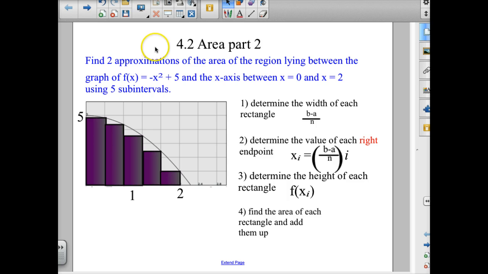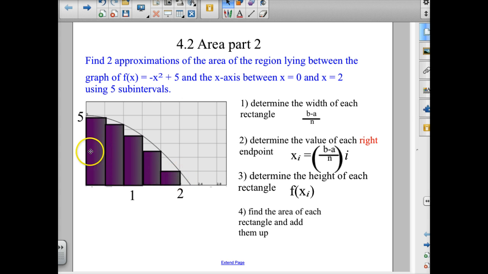4.2, area, part 2. We're trying to find two approximations of the area of the given region that lies beneath the graph of f of x equals negative x squared plus 5, which is this curved line, and above the x-axis between x equals 0, the vertical line, and x equals 2, which is the end here. We're going to approximate the area under this curve because we don't know a formula for area under a curve, but we do know formulas for area of rectangles.